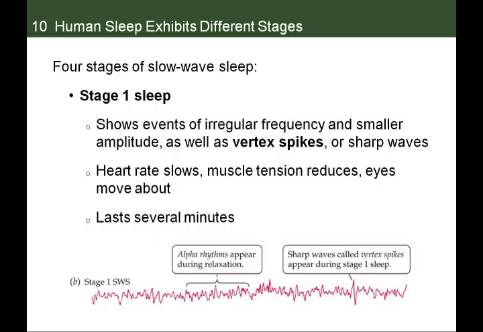So it looks kind of like this. You also get something that's indicative of stage 1 slow wave sleep, which is called vertex spikes, which is this. It looks like it doesn't belong in the waveform because of the larger amplitude and how it looks like it was superimposed in that waveform.